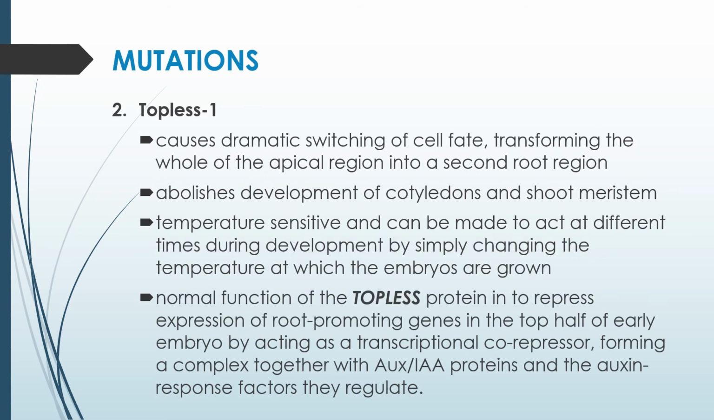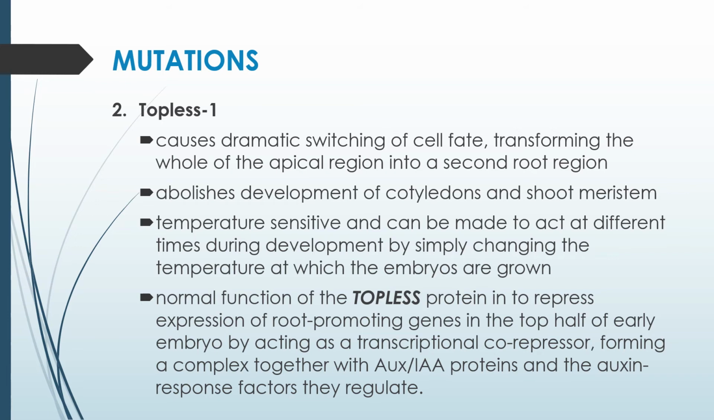Next, we have the topless one. It causes dramatic switching of the pole, transforming the whole of the apical region into a second root region. So, with topless, the apical side of that plant disappears. But then again, it would give rise to another second root region. Meaning, in the apical meristem, apical parts should grow. What happens is that another root system develops again. Okay? So, it abolishes the development of the cotyledons and the shoot meristem.